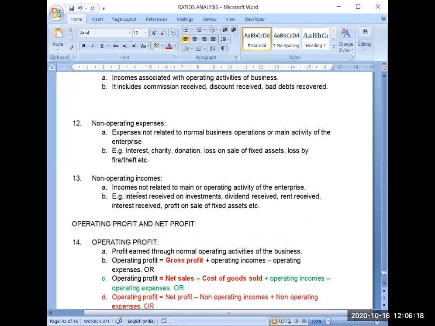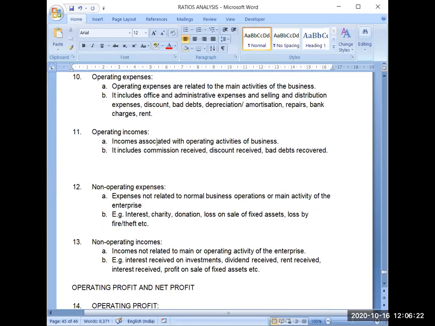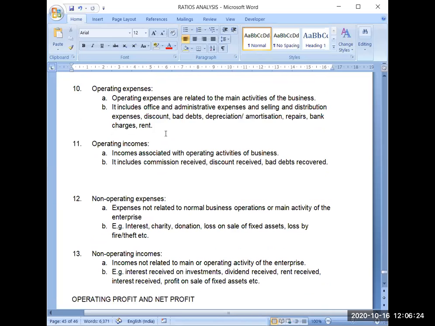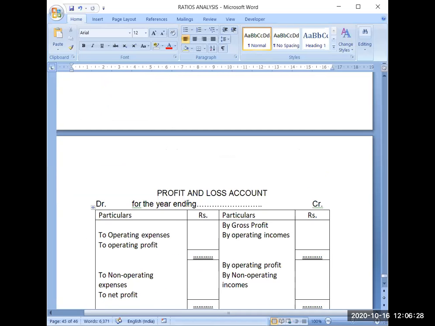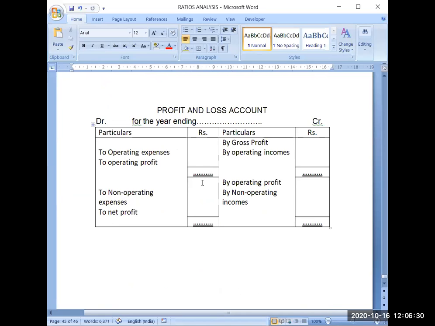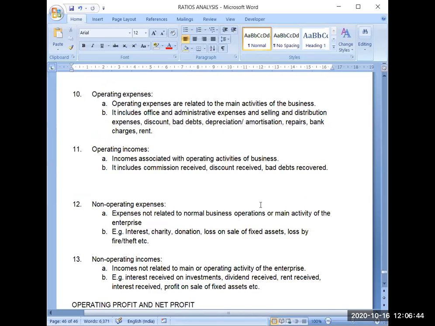And you can do one more thing. I have given you many examples of non-operating expenses, non-operating incomes, and operating expenses. You can make this chart with these components also. So instead of writing non-operating expenses, just write an example of it. Instead of writing non-operating income, just write an example of it. So this will also help you in understanding the things.